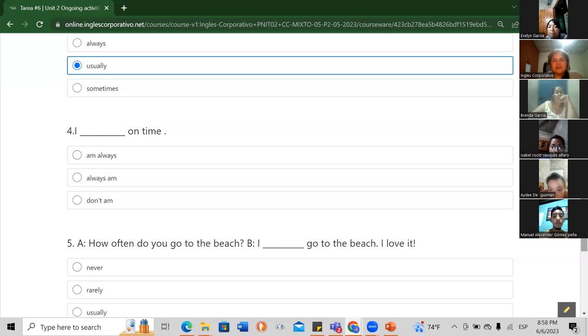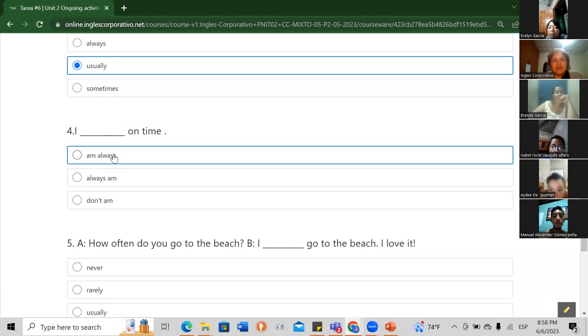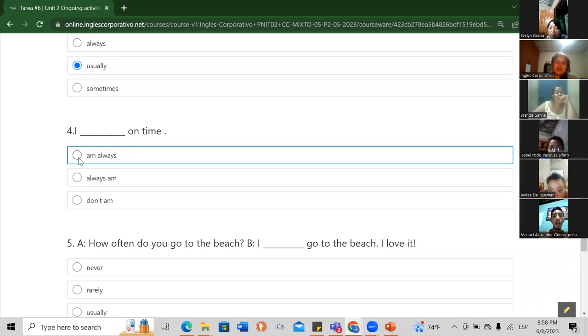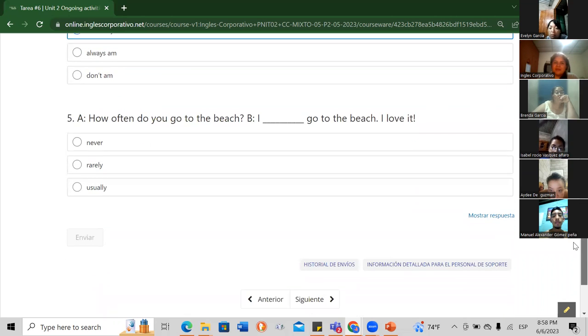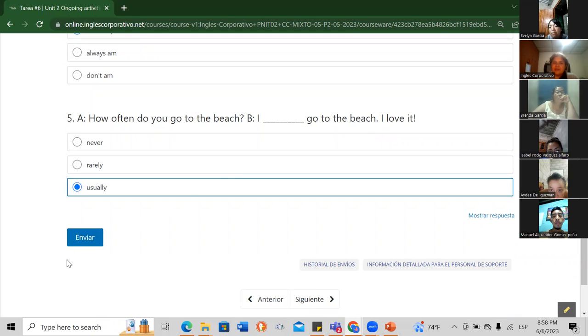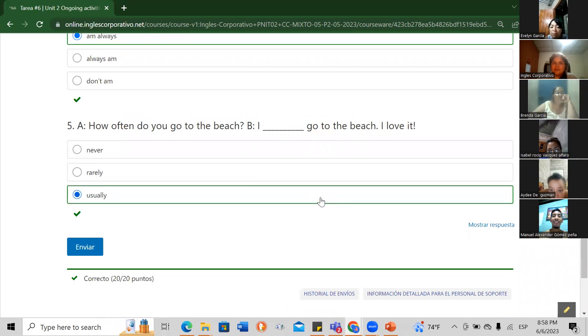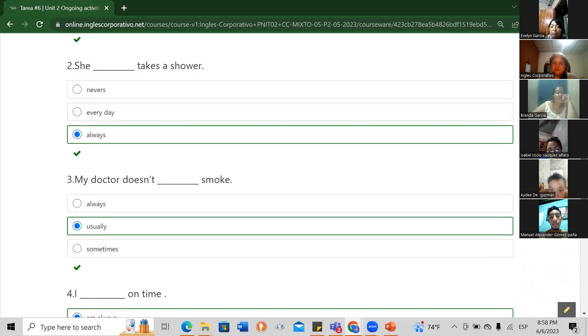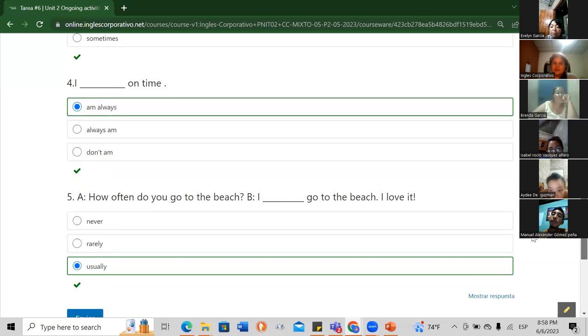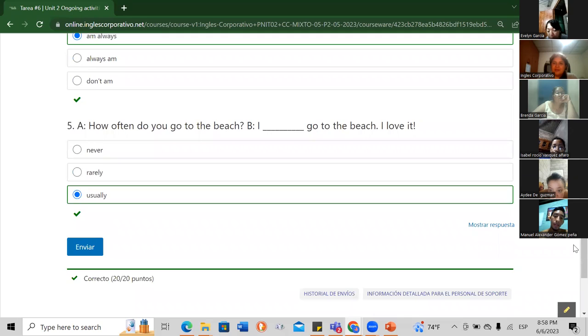Okay. Después, we're going to see if that is correct. I am always on time, or I always am on time, or I don't am on time. Which one will it be? I always. Number 5. How often do you go to the beach? I never go to the beach, I rarely, or I usually? I usually, because it says I love it. Yeah. Okay, Sam. Okay, good. All of them are correct. That is a way that you may have all of them, okay?